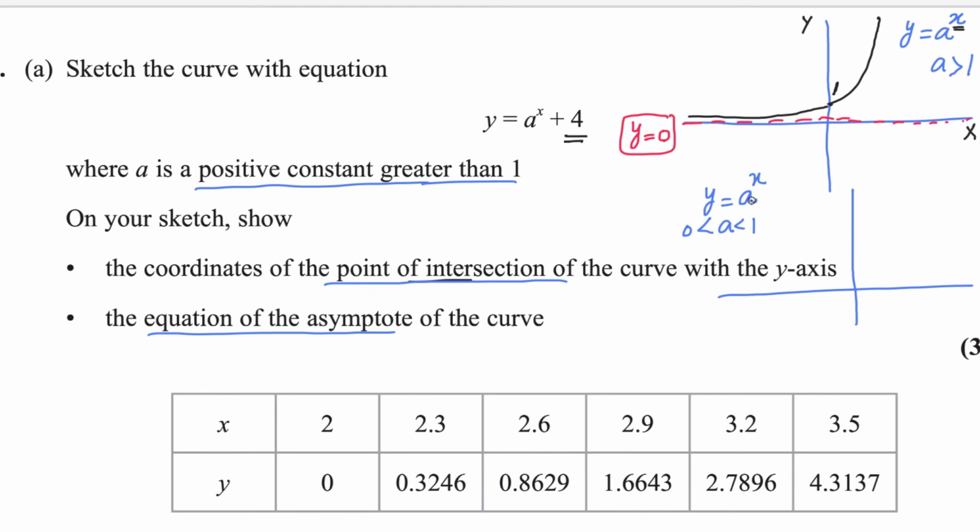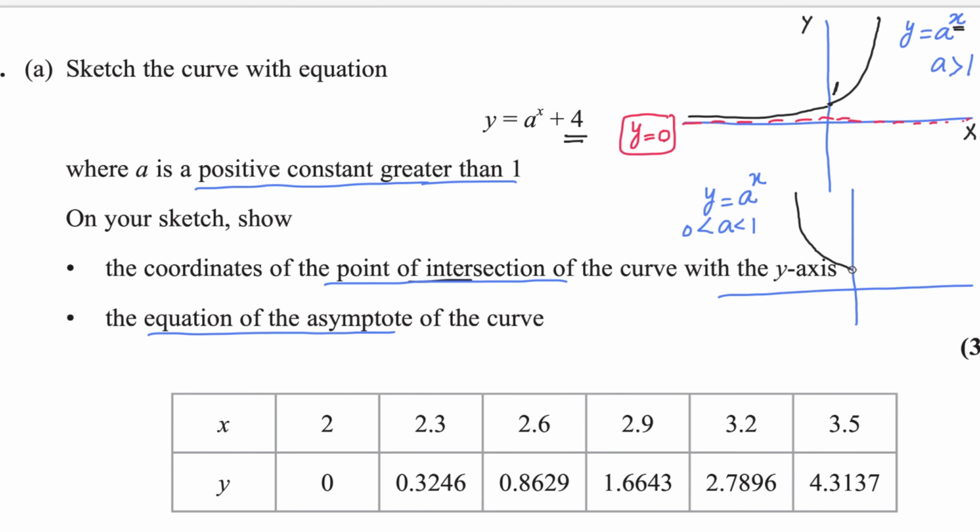Got it? When the value of a is between 0 and 1, like a fraction, like 1 over 2, 1 over 3, 2 over 5, then with the increase of x values, the value of y decreases. It is opposite. And with the decrease in x value, the value of y increases. It is opposite to that. So the graph looks like that.